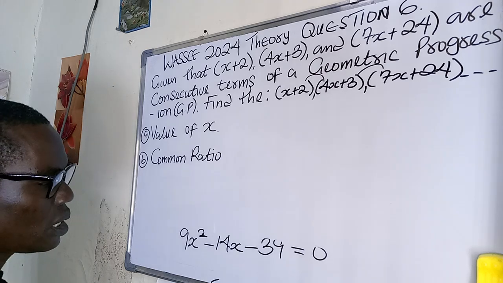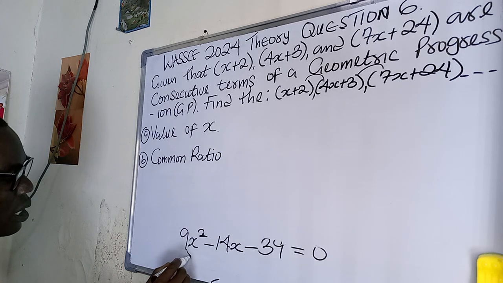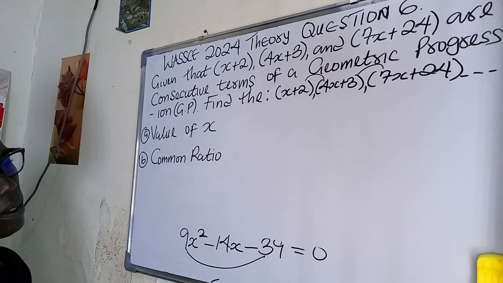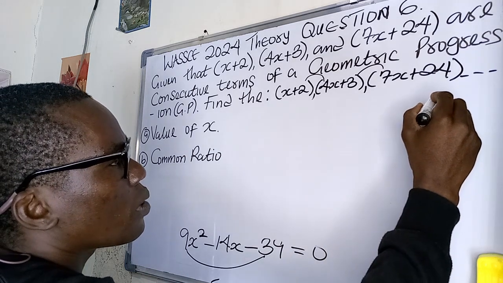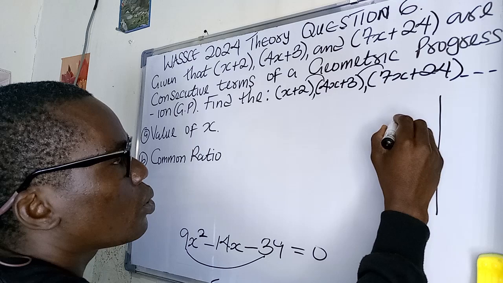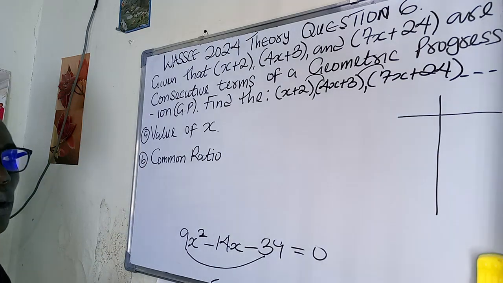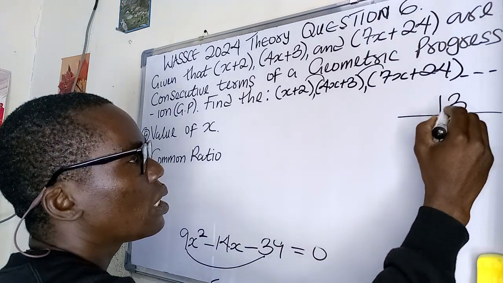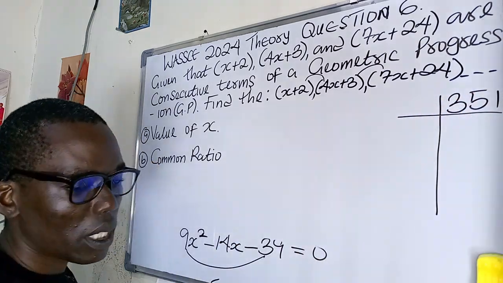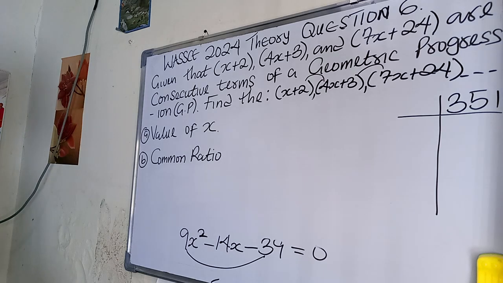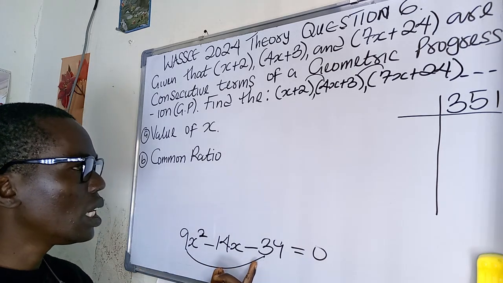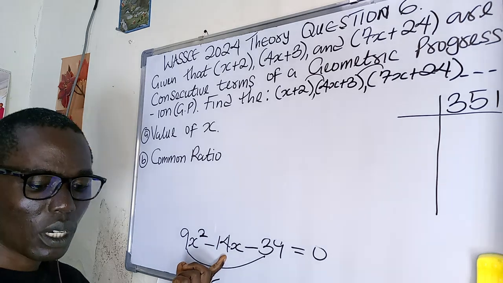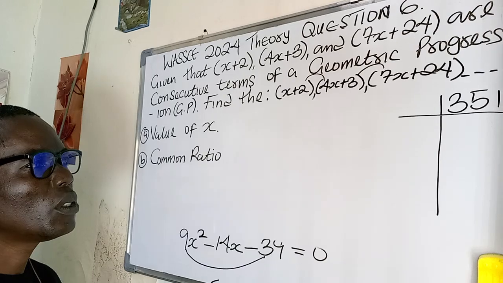We have to see how we can multiply 9 by 39. 39 times 9 is going to give us 351, right? So we're going to find two values that we multiply that will give us negative 351, and when we add them they are going to give us negative 14. So what are those two values?